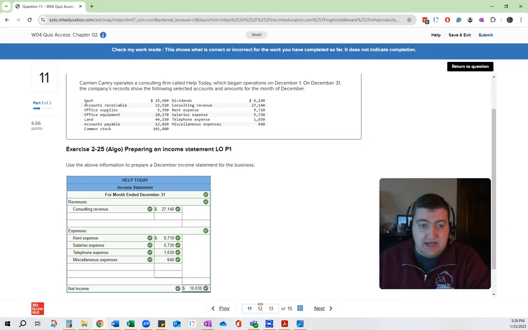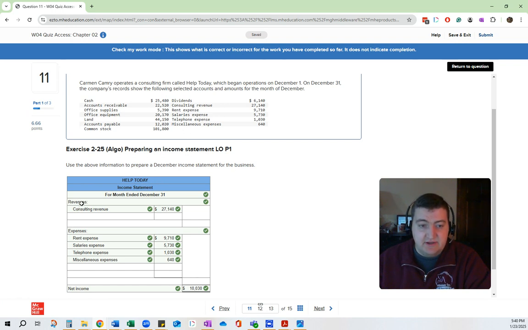So we look at these accounts; these are all assets. Accounts payable is a liability. Common stock, that is an equity, but that's not part of an income statement. So neither is the dividends. So that just leaves one case of consulting revenue, and then the following expenses: the rent expense, the salary, the telephone, the miscellaneous. So we set this up.